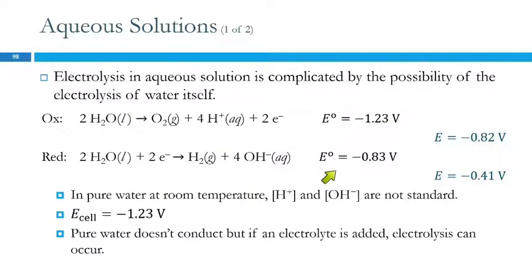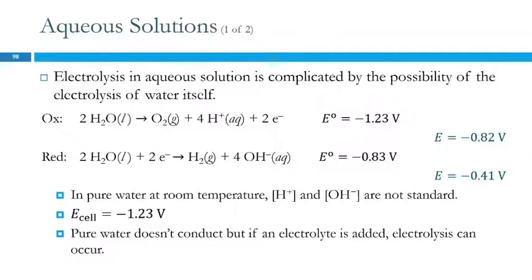These are the standard potentials, but the standard potential would have hydroxide ion as 1 molar and hydrogen ion as 1 molar, and that's not true in pure water. So in pure water at room temperature, those concentrations are not standard. So these are the concentrations at room temperature in pure water, negative 0.82 volts and negative 0.41 volts. So in a cell, we would have the cell potential of minus 1.23 volts. So you could drive this reaction.